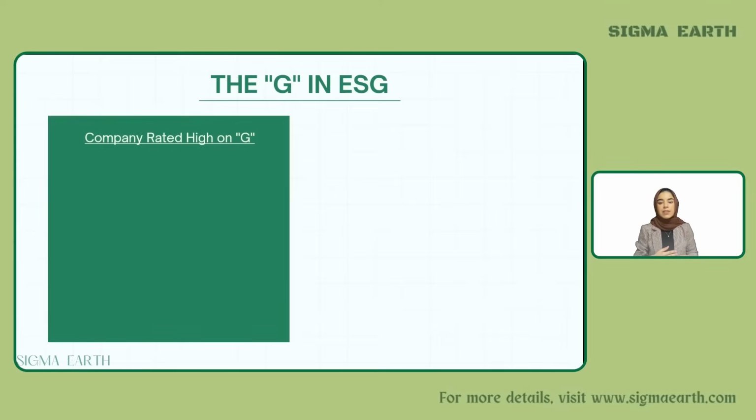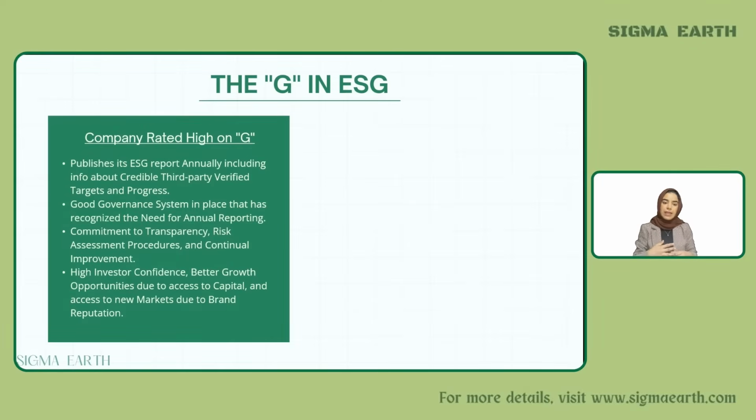For instance, there is a company that publishes its ESG report annually. It includes its credible third-party verified targets, progress, and the measures it is taking or the plans it is making to achieve those targets. This demonstrates that the company has a good governance system in place that has recognized the need for annual reporting. It shows a commitment to transparency, risk assessment, and continual improvement. All of these have led to higher investor confidence in the company, better growth opportunity due to access to better and more capital, and access to new markets due to its brand reputation.